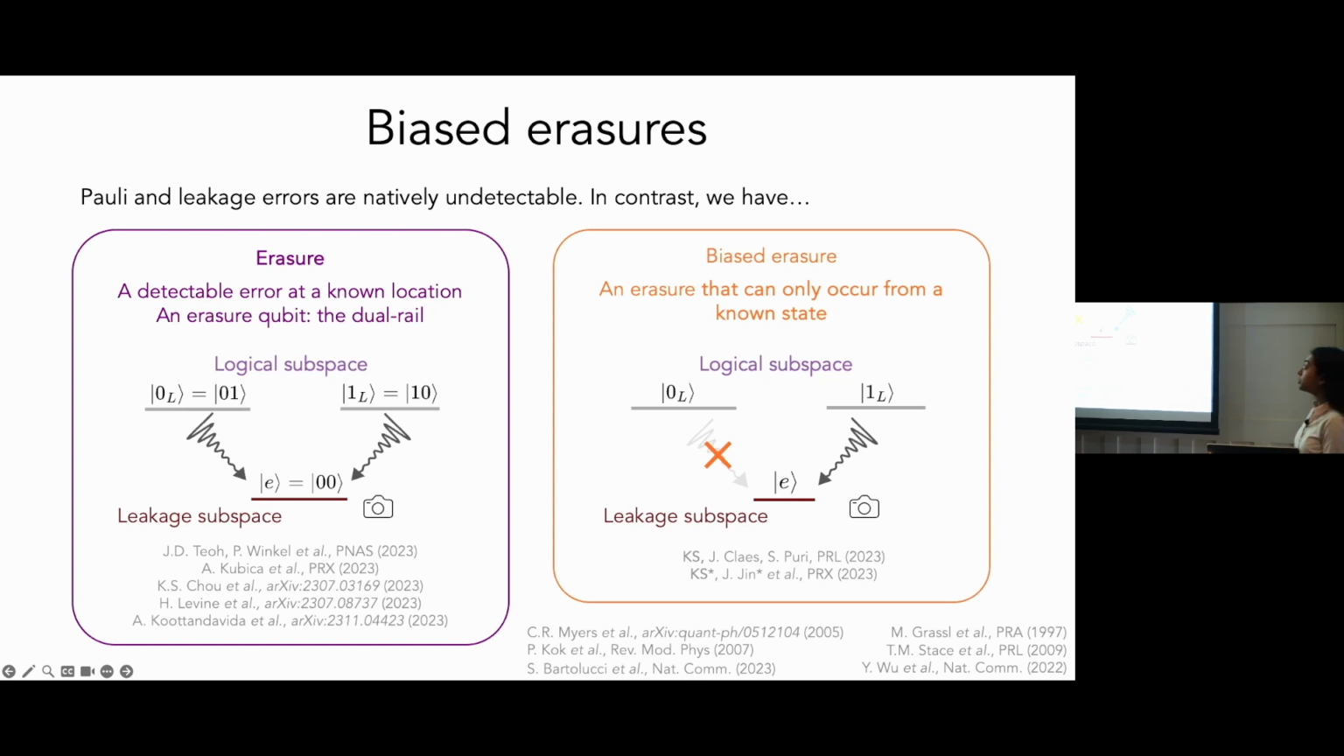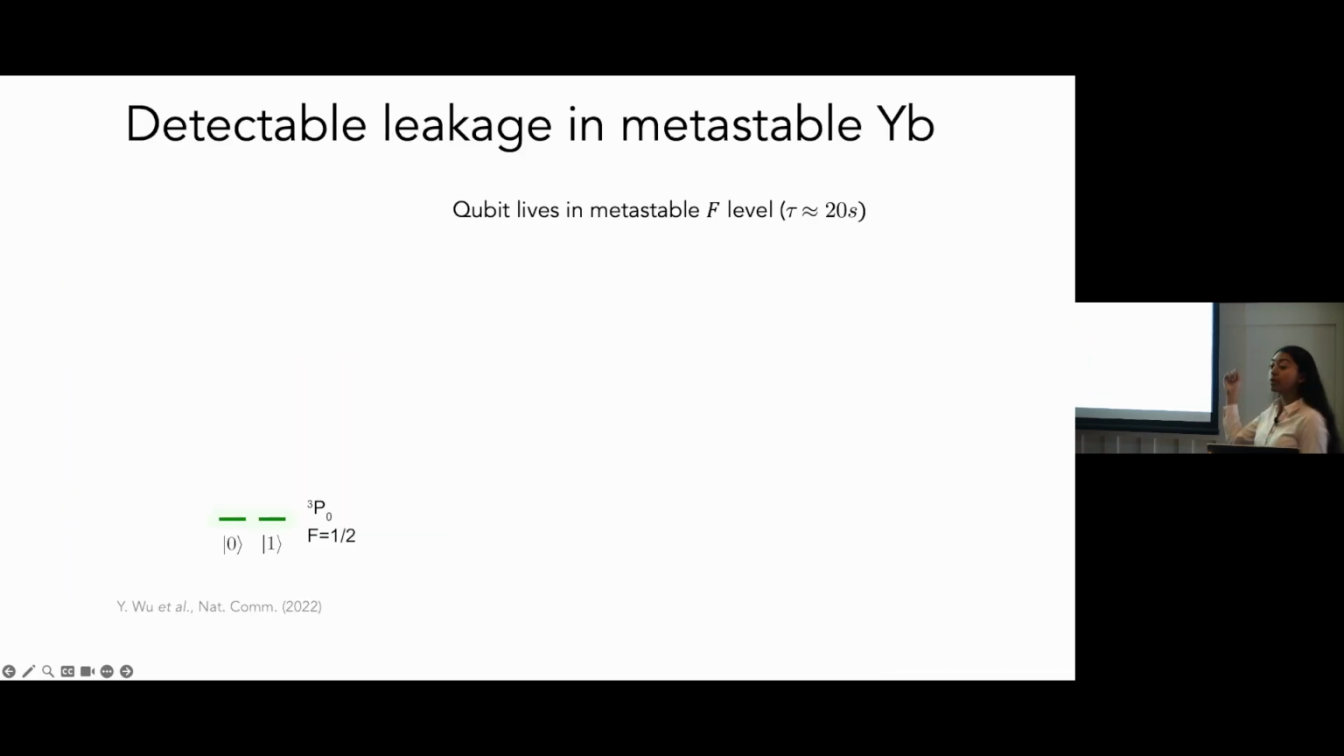But I'll now show you how in this metastable ytterbium atom there is leakage that is detectable, and this detectable leakage is in fact nothing but a biased erasure. So our qubit itself lives in the metastable level of this ytterbium atom, not the ground state. And this metastable level has quite a long coherence time of about 20 seconds, which means that while the qubit is idling, there's not much decay out of the logical subspace.